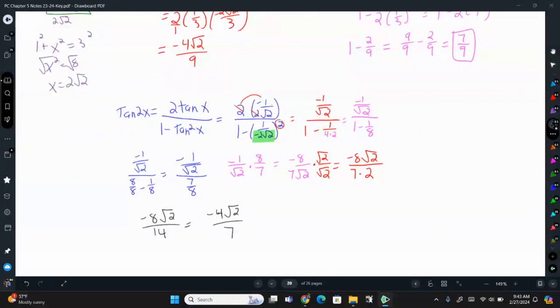So your algebra skills are really going to come into play here because we're just using the formulas, substituting in the values, and then using algebra to simplify. So we have to make sure we are careful with our algebra skills.